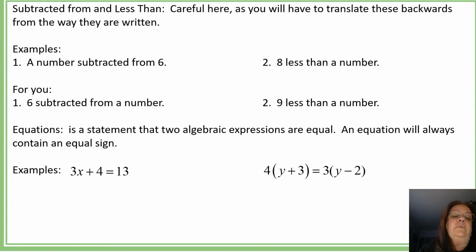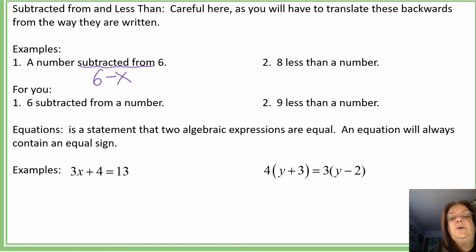Subtract from and less than. Careful here, as you will have to translate these backwards. It's not going to be this subtracted from 6. So think about what that's saying. That's actually saying you take 6 and you subtract from that number a variable. Okay, so it's 6 minus x. So you have to be careful of subtracted from.